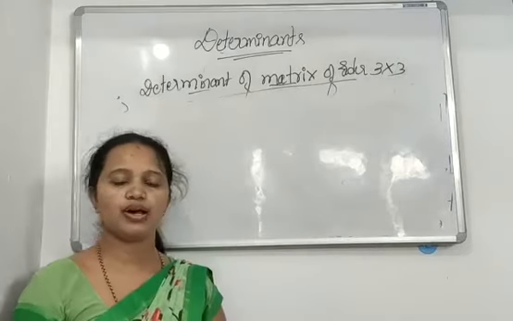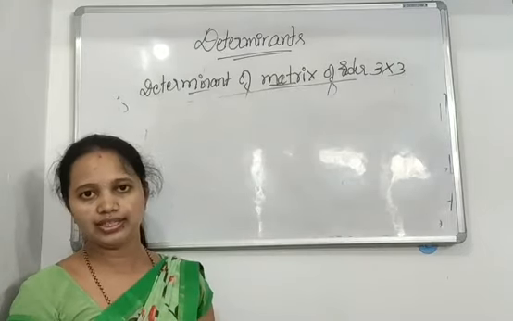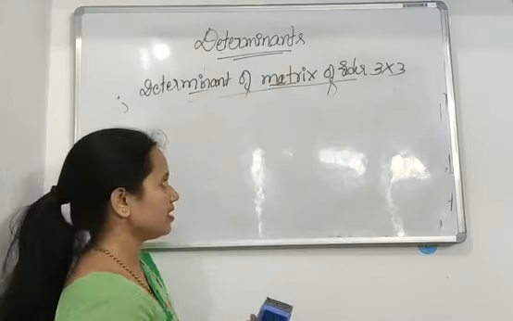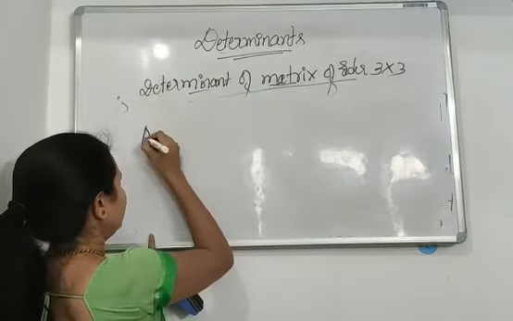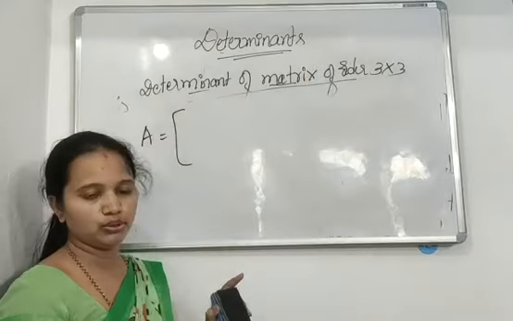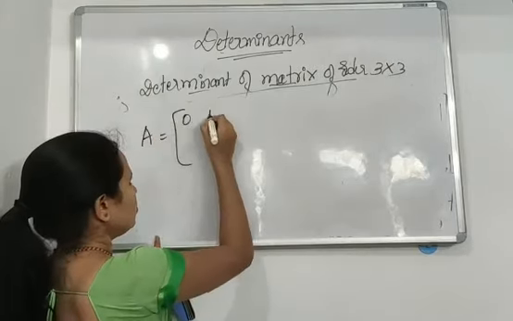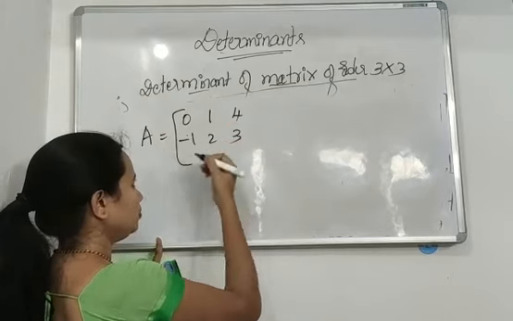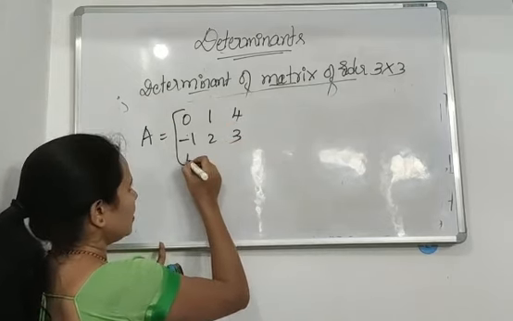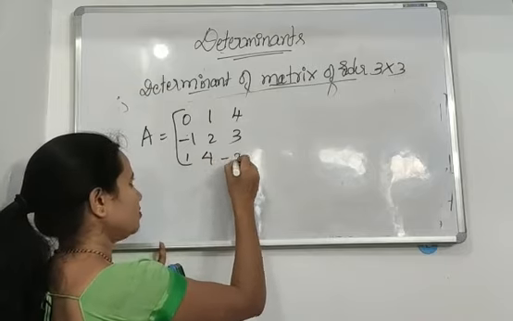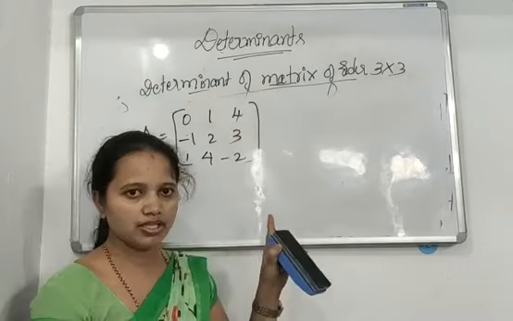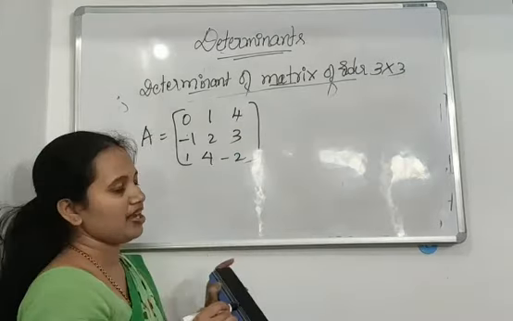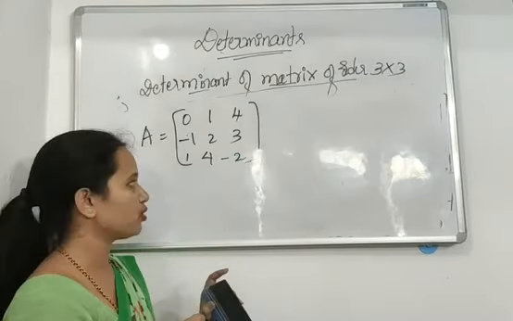And the procedure is the same for all the 3 rows and all the 3 columns. You have to follow the same procedure. So let us take one example. A equal to 0, 1, 4, minus 1, 2, 3, 1, 4, minus 2. So this is a 3 cross 3 matrix. So I am expanding along the first row.